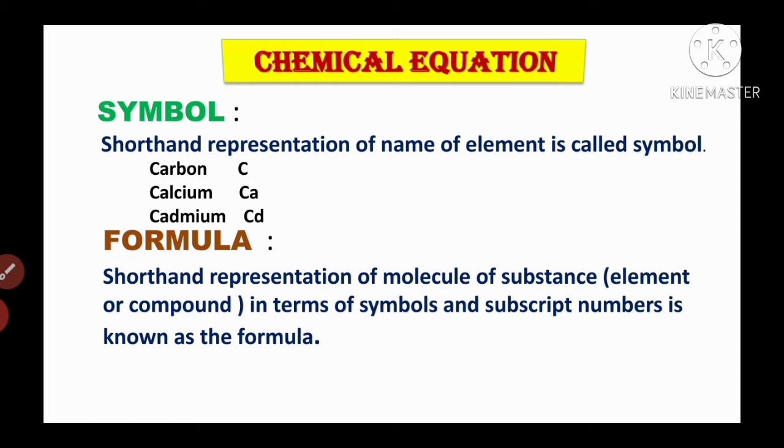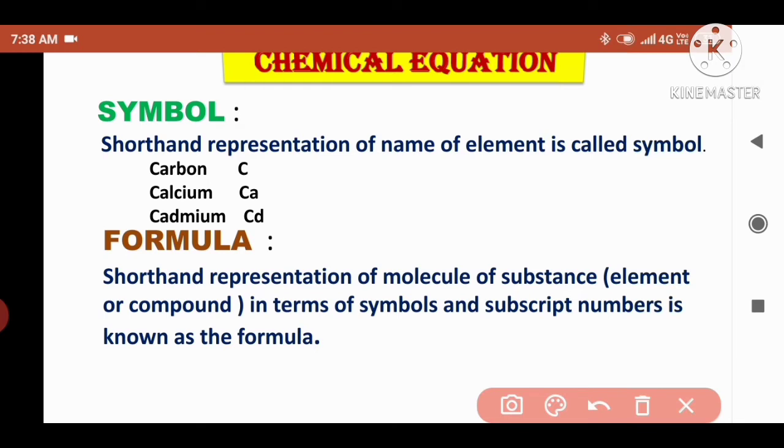Next we consider the formula. A formula is the shorthand representation of a molecule of a substance, meaning a molecule of an element or a molecule of a compound, in terms of symbols and subscript numbers. For example, we know very well calcium carbonate, CaCO3. This is the formula for calcium carbonate. Here we are writing the formula of calcium carbonate.